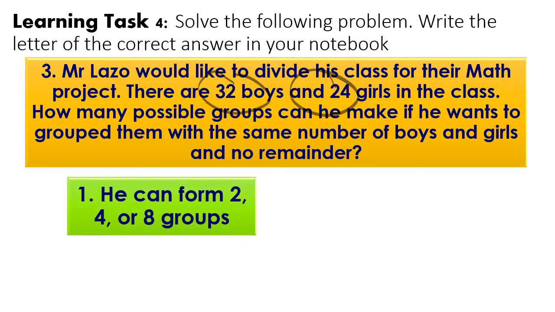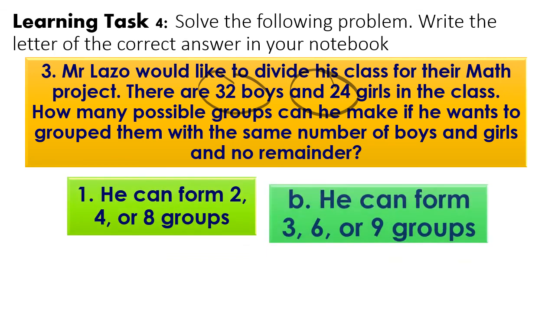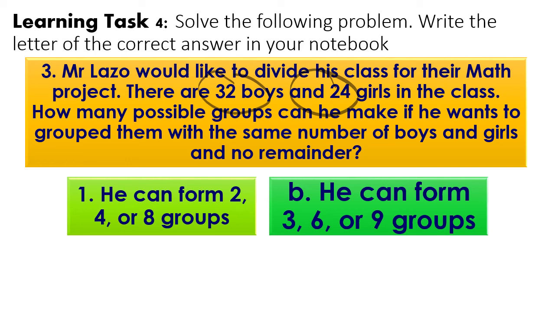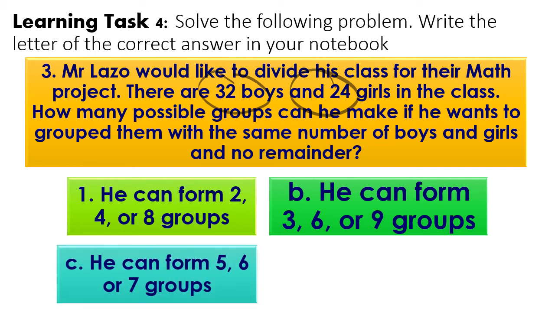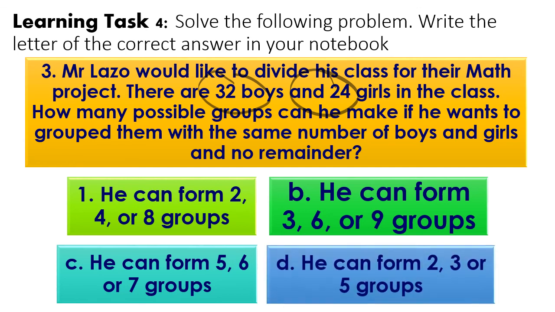A, he can form 2, 4, or 8 groups. B, he can form 3, 6, or 9 groups. C, he can form 5, 6, or 7 groups. And D, he can form 2, 3, or 5 groups. Dapat daw, yung mga group na to, kapag dinivide yung 32 and 24, walang remainder. O, yun lang yun. Again, the common factor.